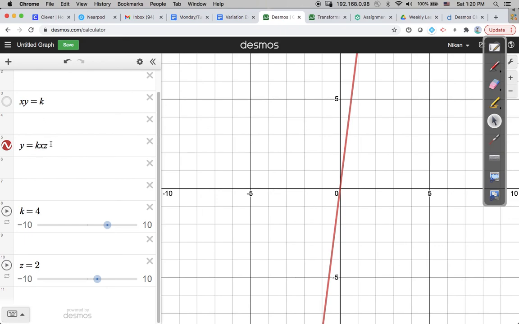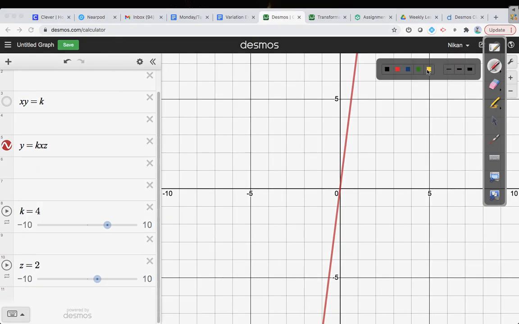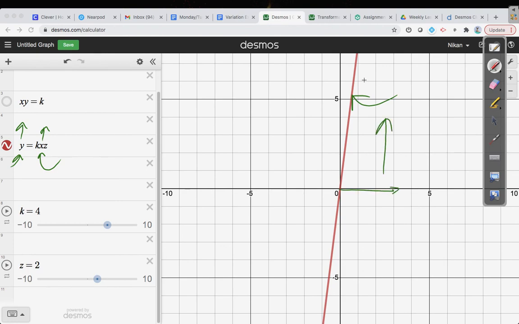The k value and the z value are locked in. We've got a product of 8. So what we can now control is the x value. As we plug in some x value, that will then impact y. As x gets bigger, y will also get bigger. You can see that graphically. x is getting bigger in this direction, while y is getting bigger in this direction. As x gets smaller, y gets smaller.